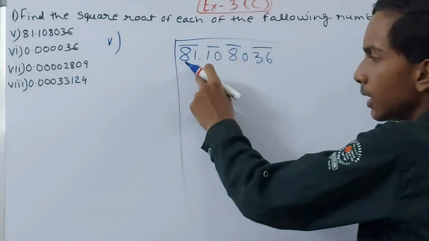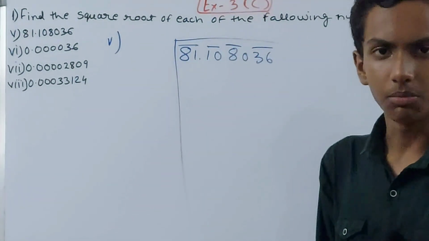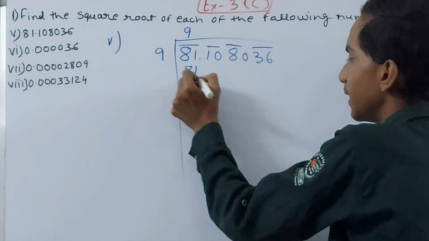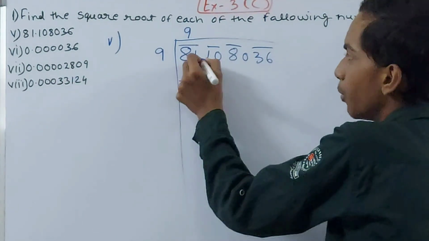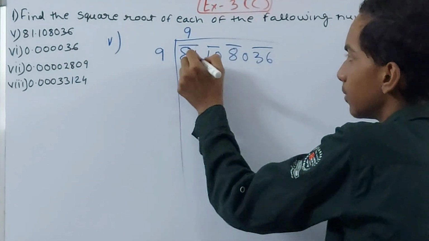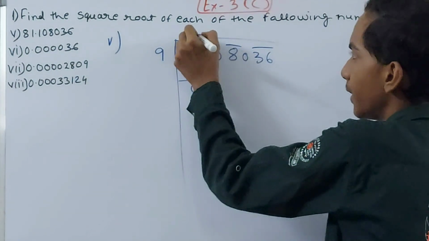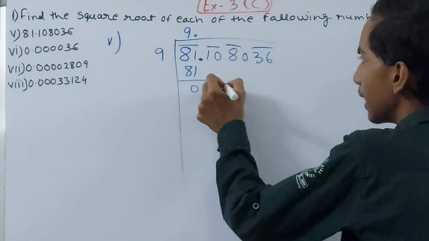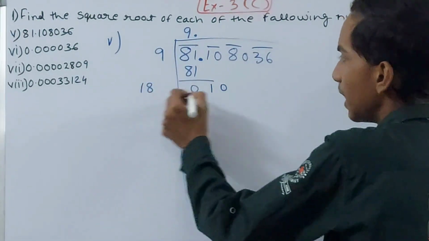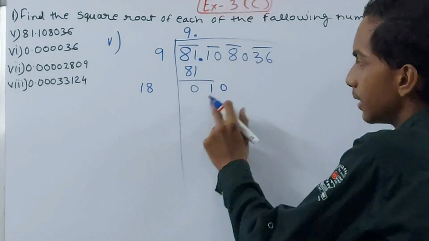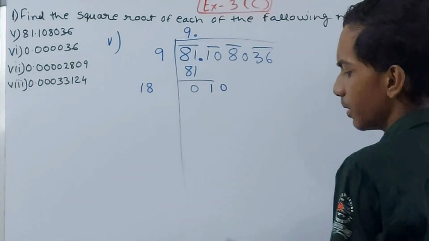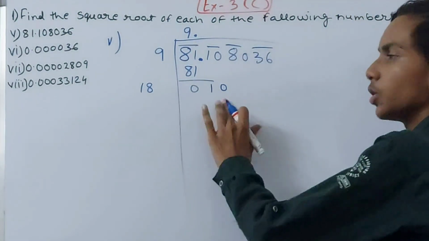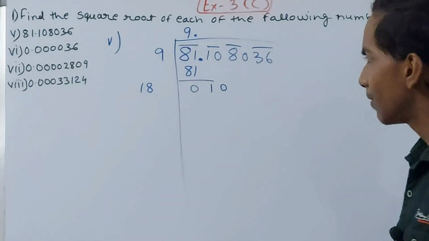So 81. 81 is the square of which number? 9. 9 square is 81. So minus 81, 0. The decimal point is right over here, so we'll put the decimal point here also. 9 point, right? And bring down the next pair, 10 here. Double of 9 is 18. Any number I will take here. See, 10 here. This 0 basically has no value, but still let it be. So 18 here, and 18 is already greater than 10. There is no question of taking any number.